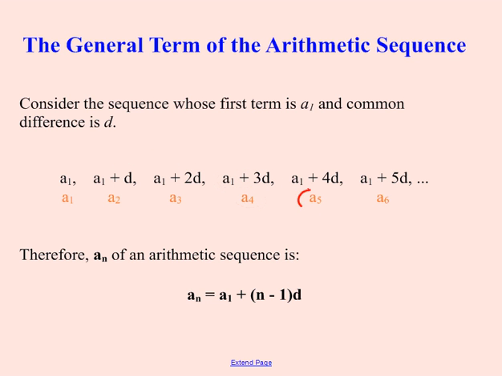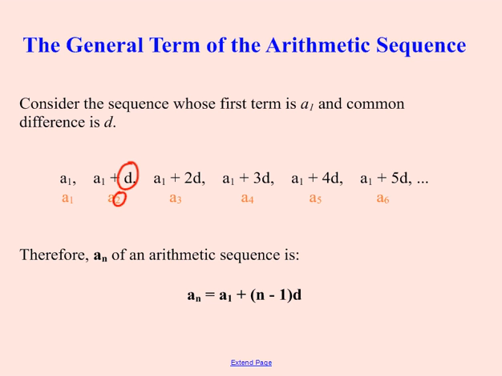To get the fifth term, I add the common difference on 4 times. To get the sixth term, I add it on 5 times. So hopefully you see the pattern here. The pattern that's unfolding is that we always add on the common difference one less time than the number of the term of the sequence. Let me say that again. We always add the common difference on one less time than the number of the term of the sequence.